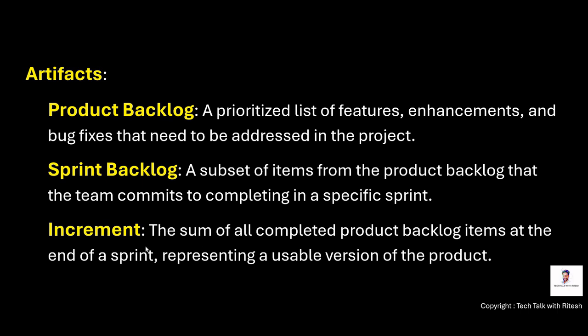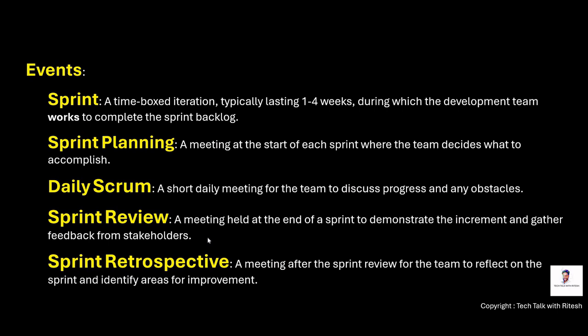That is sprint backlog. And increment is the sum of all completed product backlog items at the end of the sprint, representing a usable version of the product. That is called increment. Now let's understand the various events within Scrum. So first one is sprint. Sprint is a time boxed iteration. Like I said, from 1 week to 4 weeks we can have.